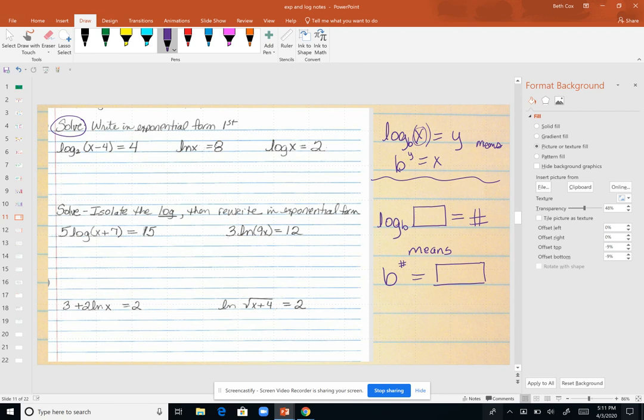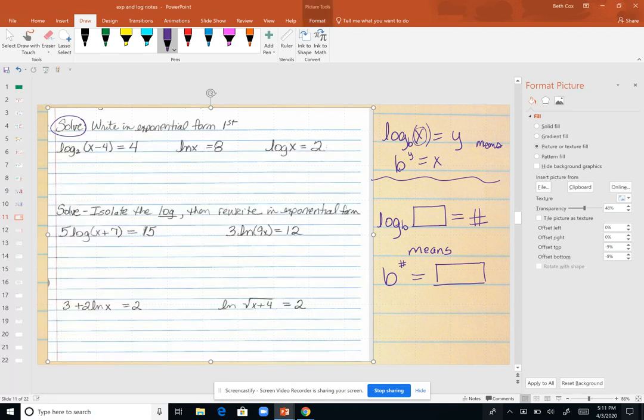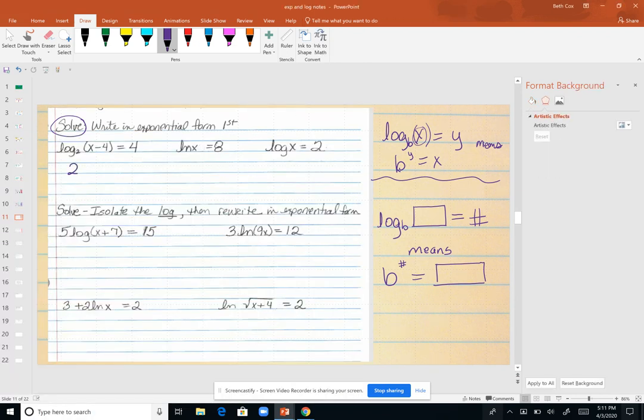Let's try again. 2 to the 4th is equal to x minus 4, because now this is our box, and this is our number. Log base b of box is equal to number means b to the number is equal to the box. This is the log form, and this is the exponential form.